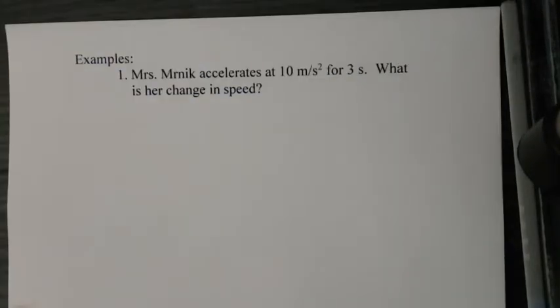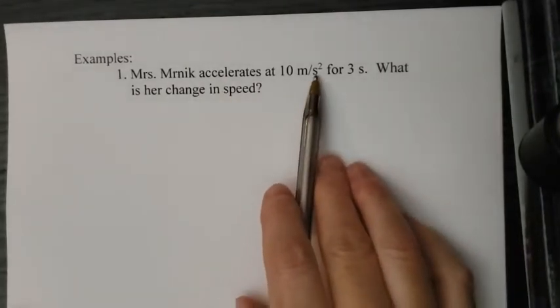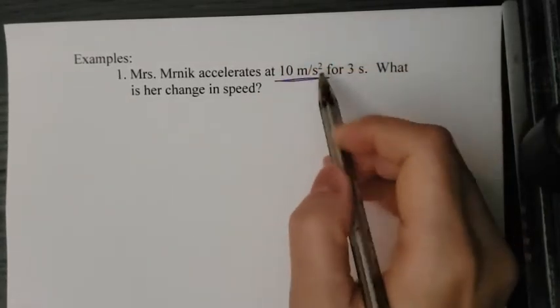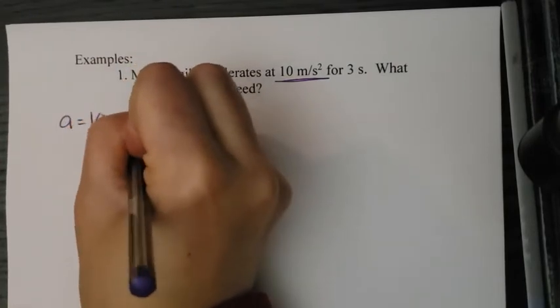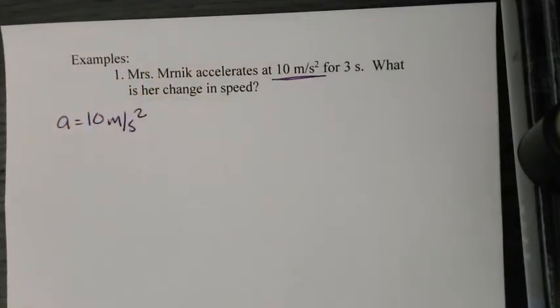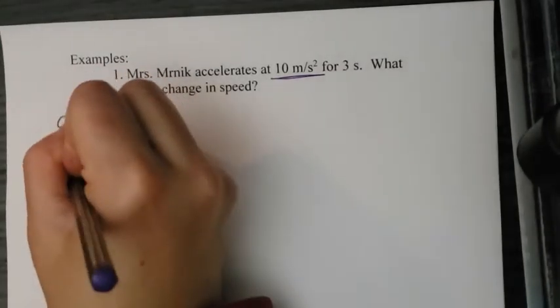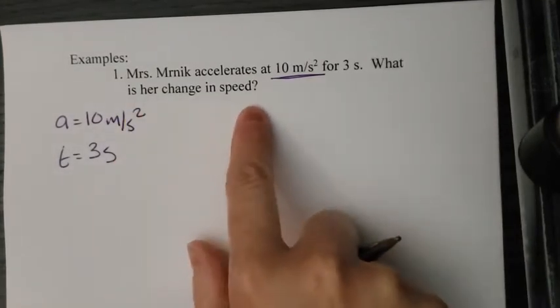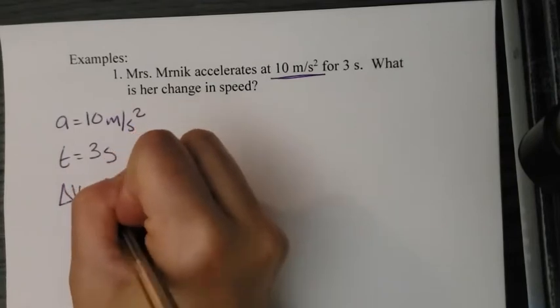Finally, I want to do a couple examples with acceleration. This example here says Mrs. Murnik accelerates at 10 meters per second squared. So 10 meters per second squared, that's an acceleration. So you would simply write A is equal to 10 meters per second squared for 3 seconds. Seconds is always measuring time. So I know my time. And I want to know, what is her change in speed? So I'm looking for that delta V. Delta V just means change in speed.